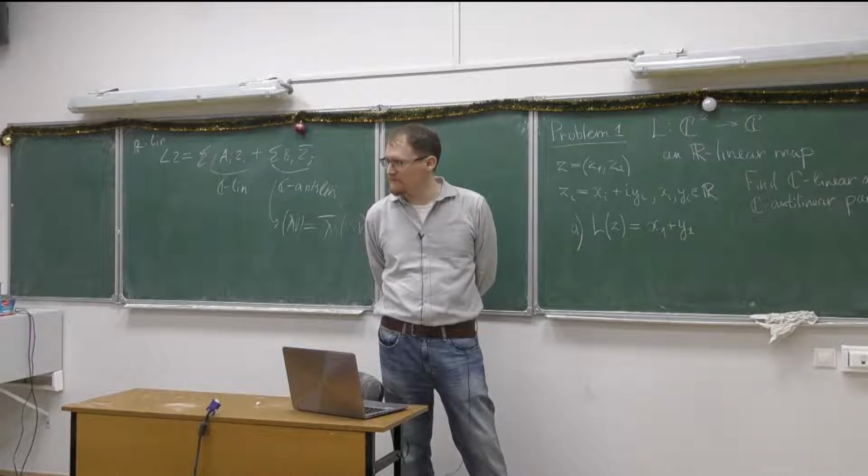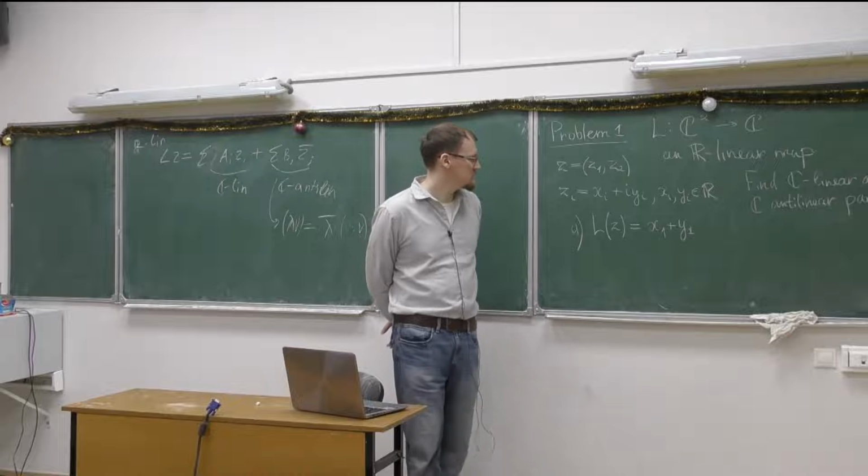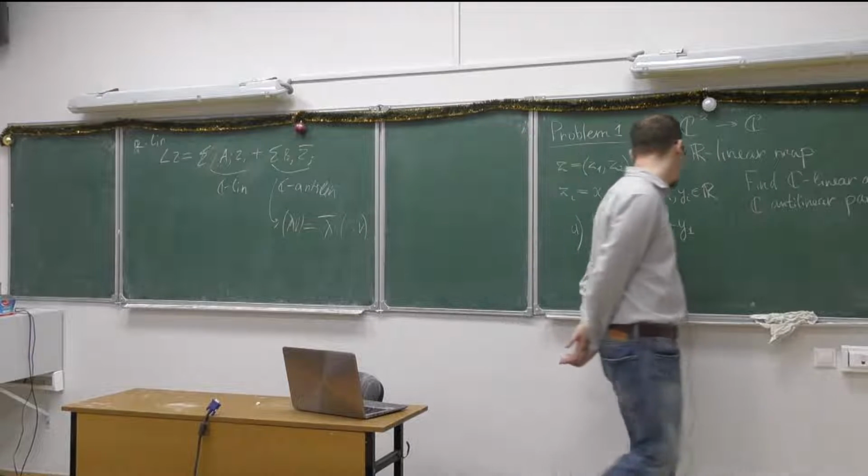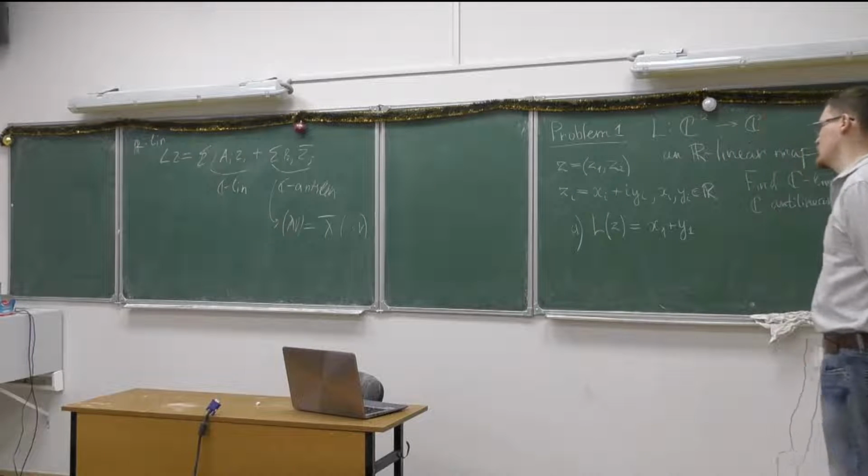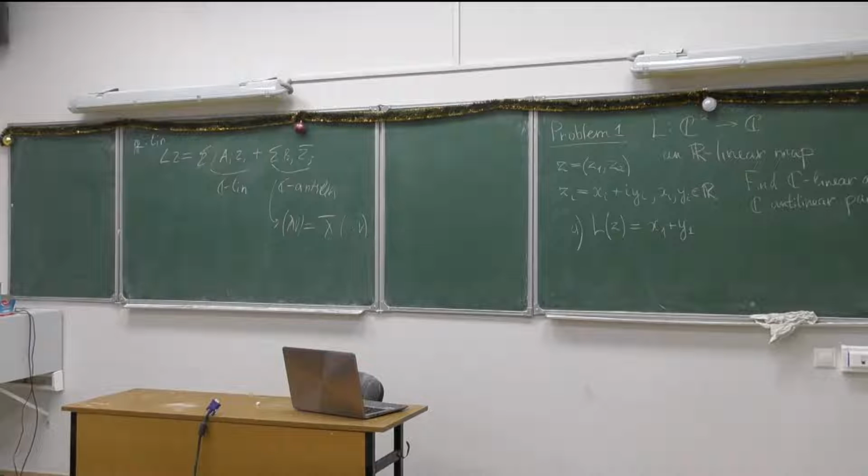Okay, so we have this linear operator, and we have to find its linear and anti-linear parts. We have to decompose it like this. Would you like to try? Oh, I guess I could try this. Yeah, sure. Nice.